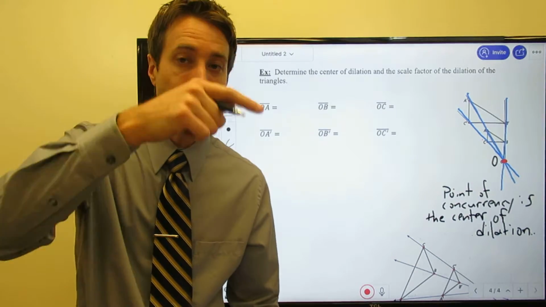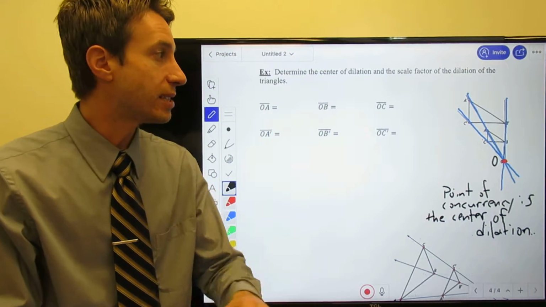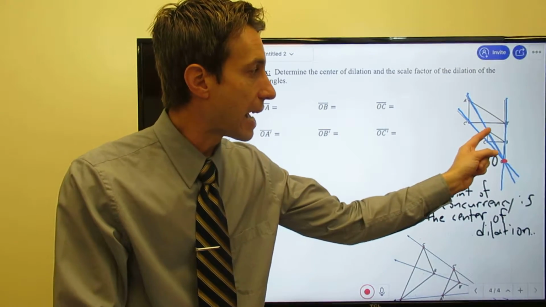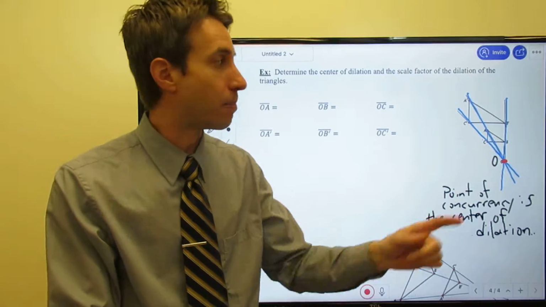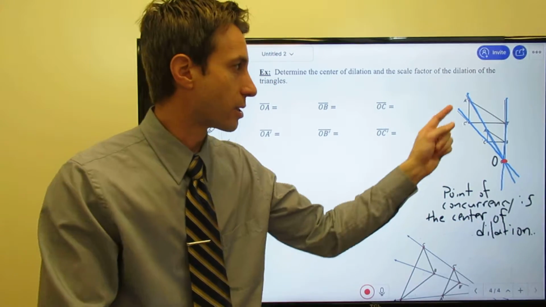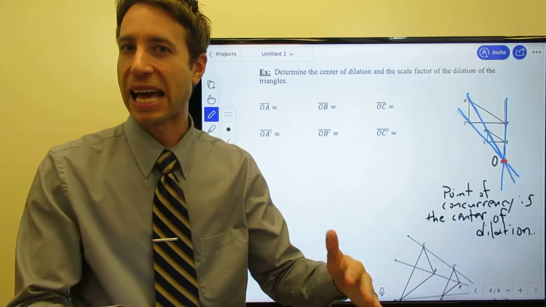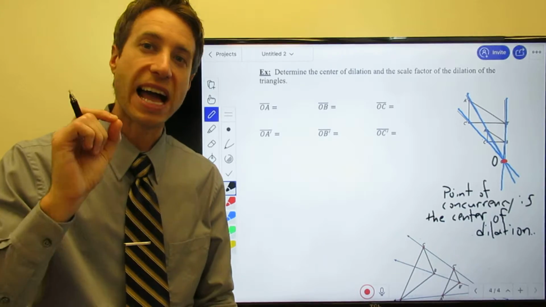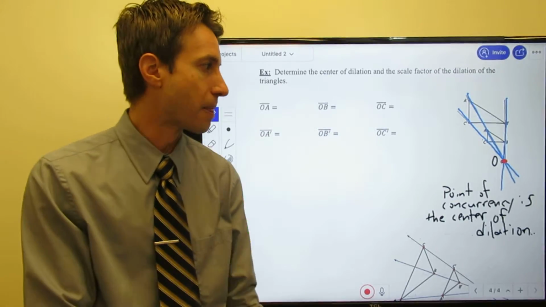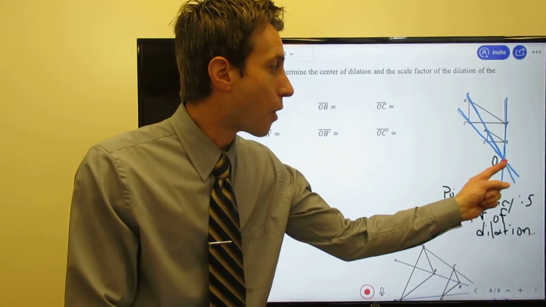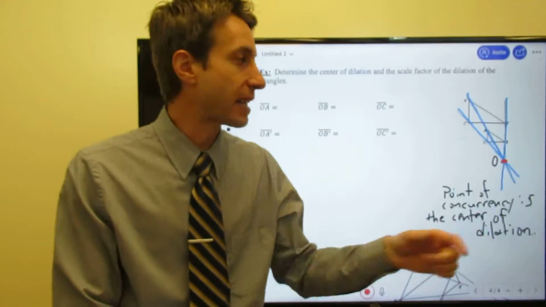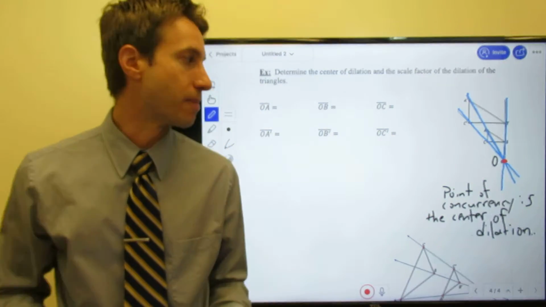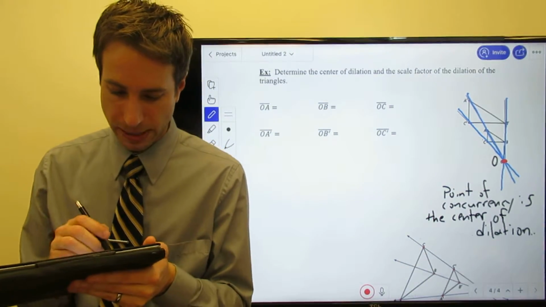So what we did in previous problems was we simply took the ratio of corresponding sides, right? So I would do AB divided by A prime B prime, or vice versa, A prime B prime divided by AB, right? The ratio of the lengths of the sides. It turns out I can get the exact same answer by taking the length from O to B, and dividing that by the length from O to B prime. Now again, you would need a ruler or some sort of straight edge to measure these, so I'll just give you those measurements.